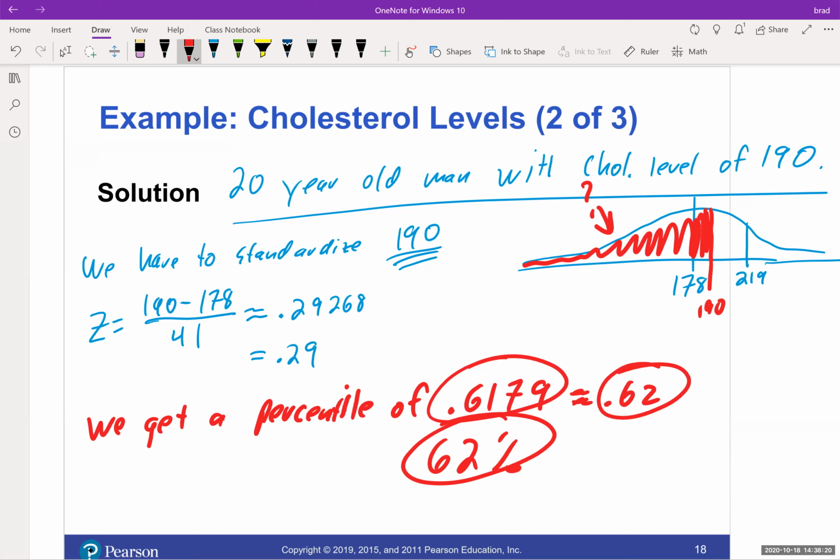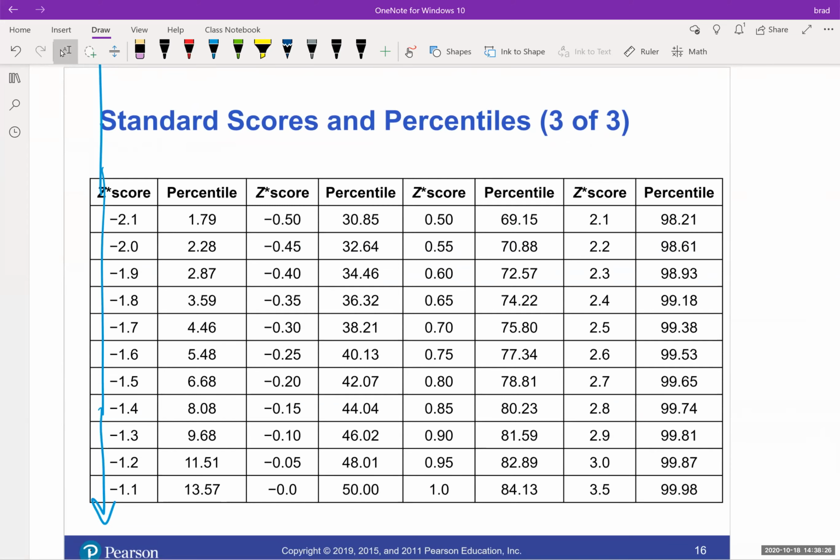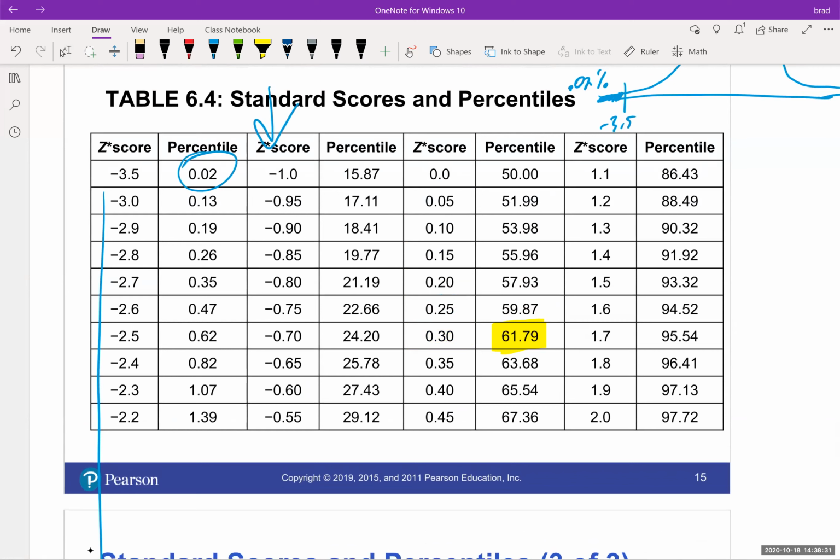Now, this isn't actually correct because remember, we actually got 0.29, and that was even rounding off, and there's not exactly a 0.29 here. Remember, we had to decide, is it closer to 0.25 or is it closer to 0.30? It was closer to 0.30, so I chose this percentile, right? If it was like 0.26, then I would have chosen this and I would have got 60%, okay?